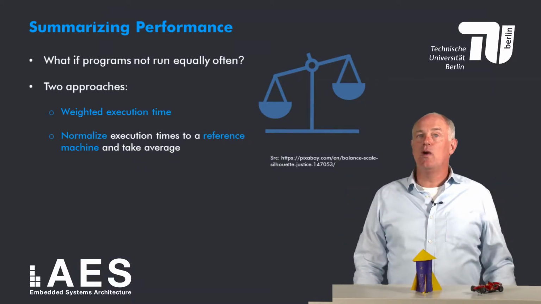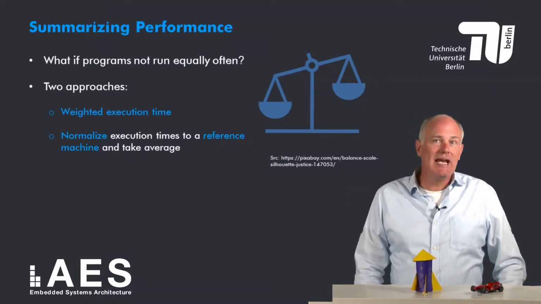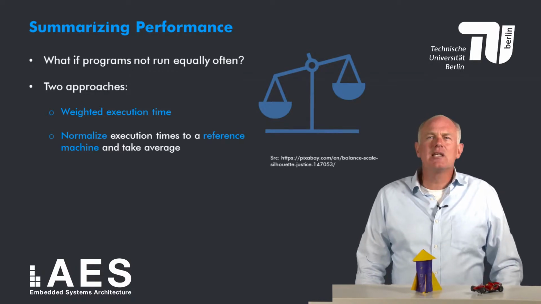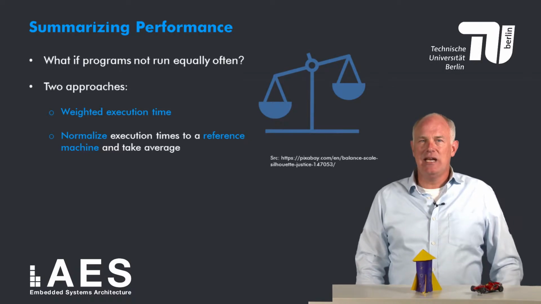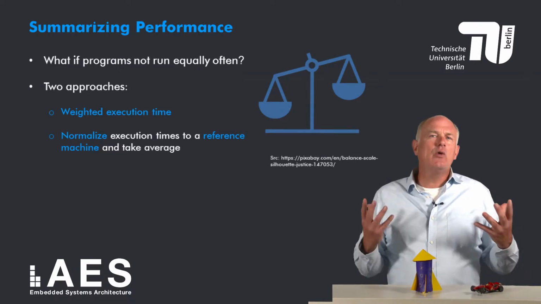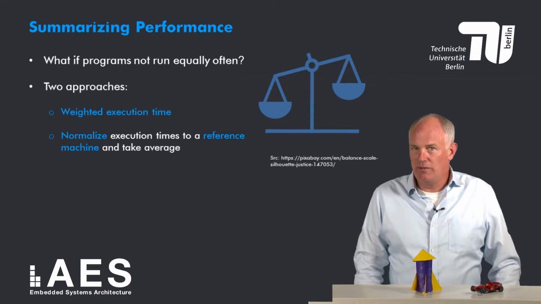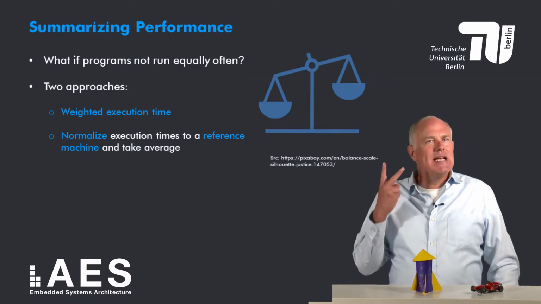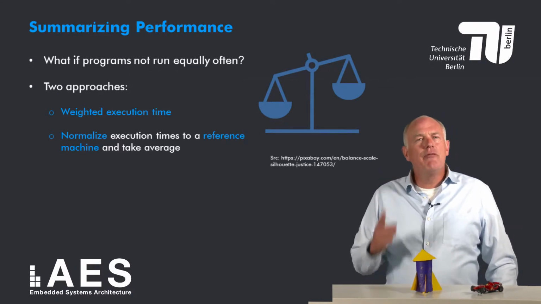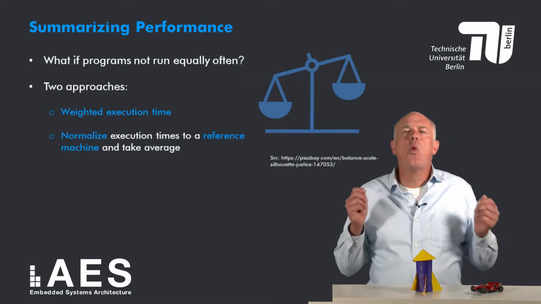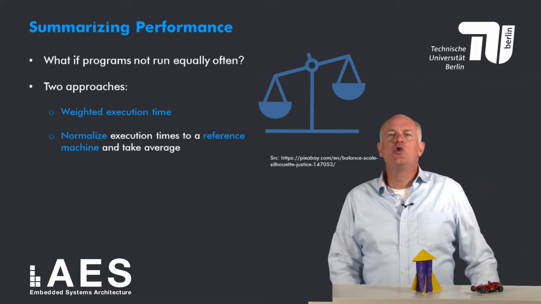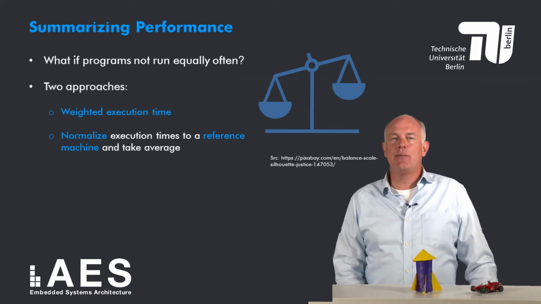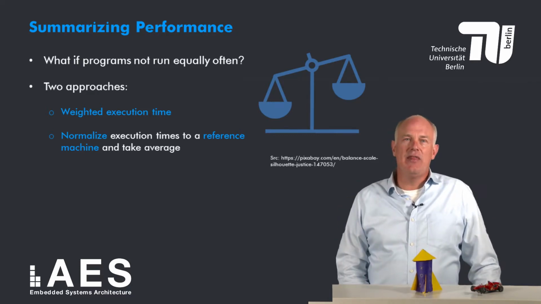what if the programs are not run equally as often? What if, for example, we run program P1 10 times as often as program P2? How do we summarize performance then? Then there are basically two approaches. The first is to use the weighted execution time. The second is to normalize the execution times to a reference machine and then take the average.